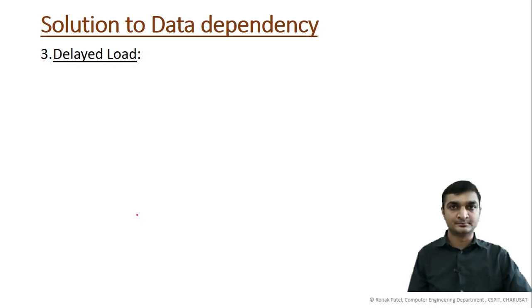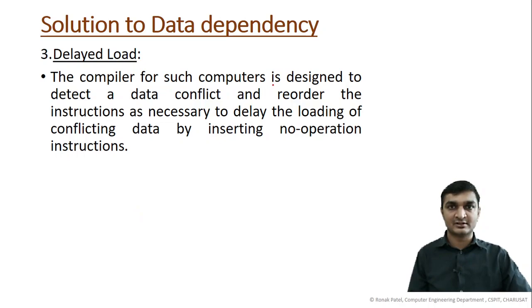Next is delayed load. The compiler for such computers is designed to detect a data conflict. The compiler will detect the data conflict and reorder the instructions as necessary to delay the loading of conflicting data by inserting a no operation instruction. So your compiler will perform this task, right? While your compiler is generating your machine level code, it will detect such an instruction and insert the no operation instruction at that place. So when your instruction executes, at that time the instruction gets the data, right? That is the delayed load. We are delaying the loading of the operands.